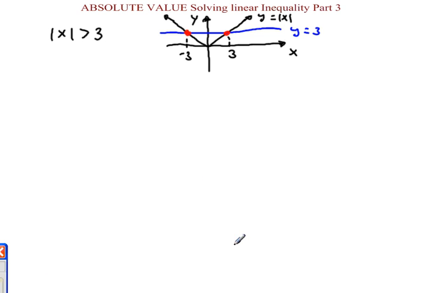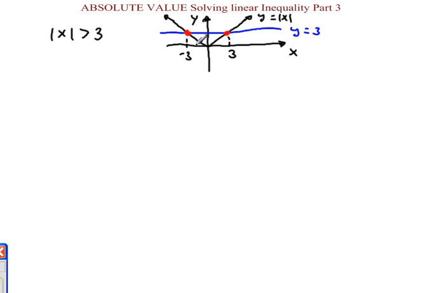Right, absolute value, solving inequality, part 3. So the question here now is, absolute value of x is greater than 3. Recall from the previous video, if that was equal to 3, this would simply mean x is negative 3 or x is equal to positive 3.